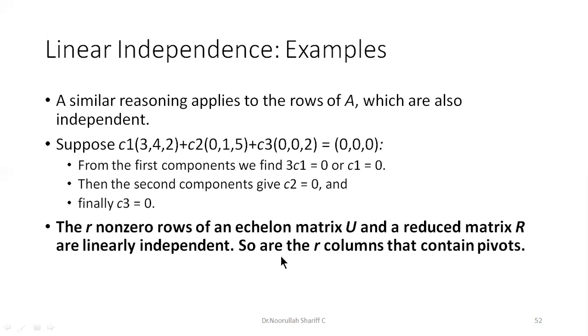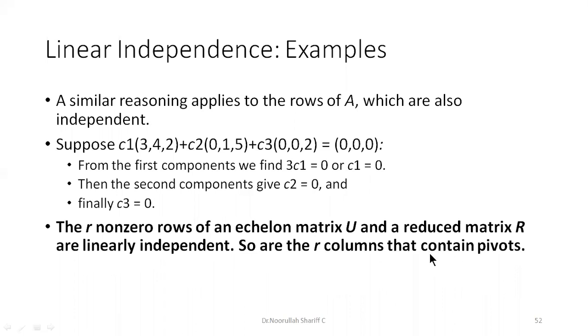Now, this is a very important statement here. The r non-zero rows of an echelon matrix U and a reduced row echelon matrix R are linearly independent. The r non-zero rows, please remember this, not all rows, okay? So are the r columns that contain the pivots. Whichever columns contain the pivots will correspond to the linearly independent vectors.